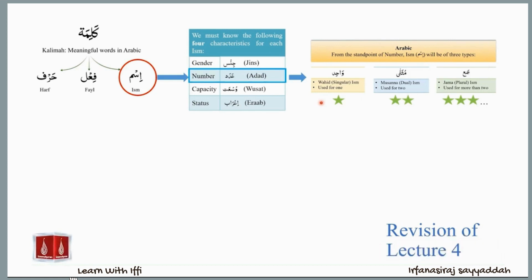Specific to the number of ism, we studied that an ism can either be wahid or singular, which is used for one. An ism can be musanna or dual, which is used for two. And the ism can be jama or plural, which is used for more than two.